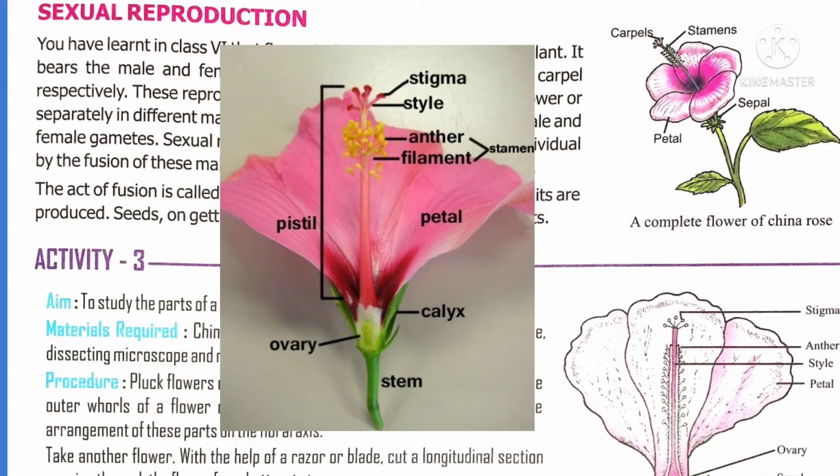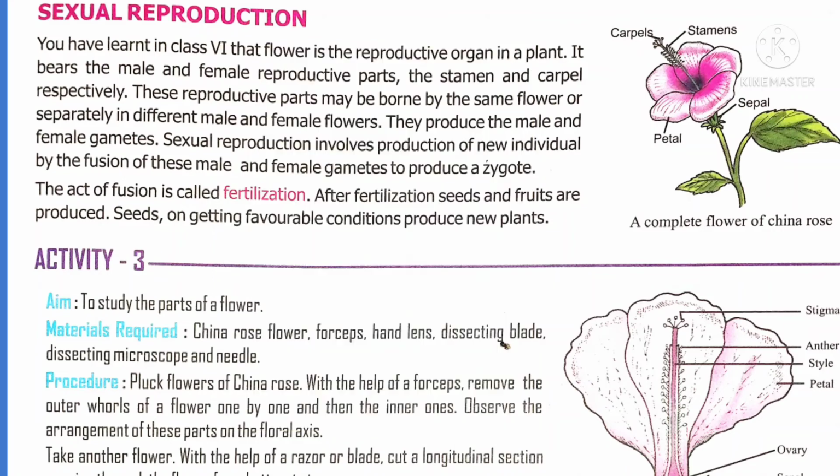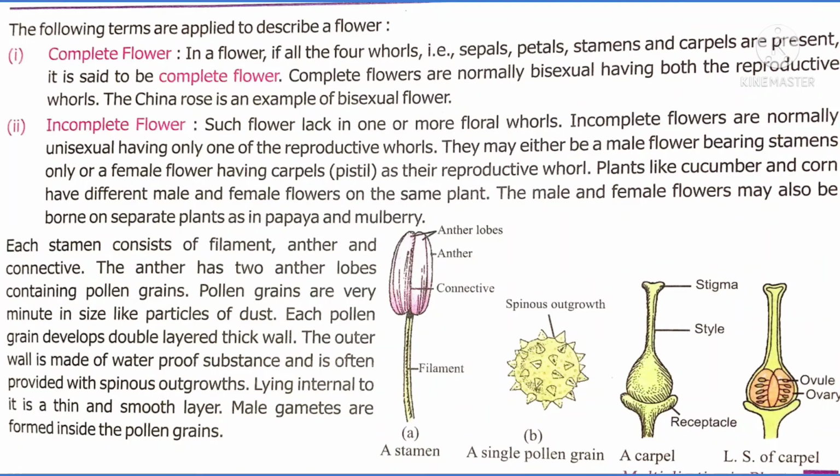The outer parts of a flower, sepals and petals, together form the accessory whorl, whereas the inner parts, stamens and carpels, together are called the reproductive whorl. This is all about the different parts of a flower. Now let's discuss complete flowers and incomplete flowers. What is called a complete flower? In a flower, if the four whorls, that is sepals, petals, stamens and carpels, are present, then such a flower is called a complete flower.